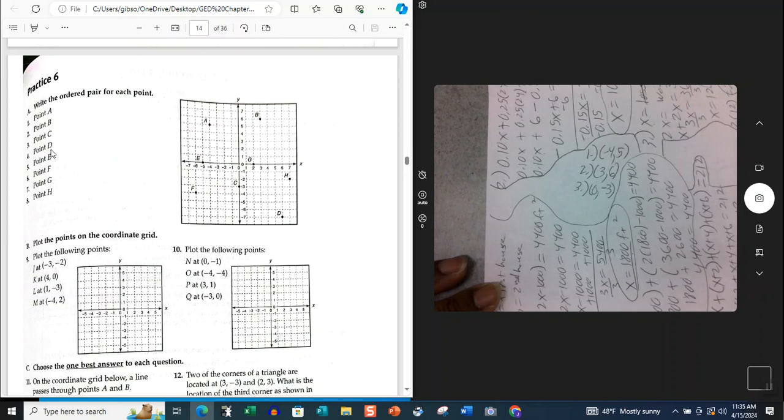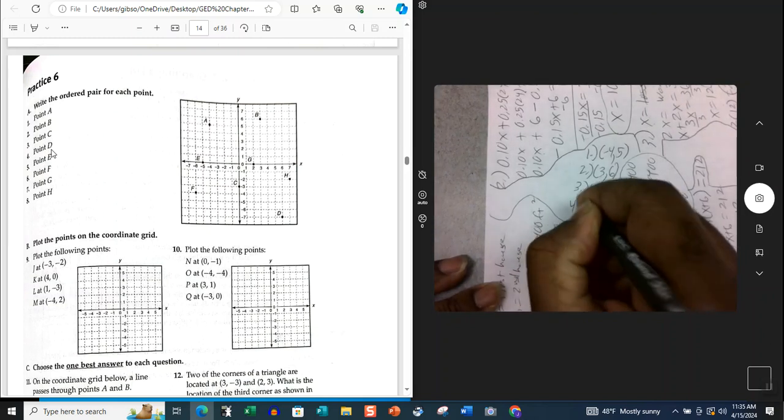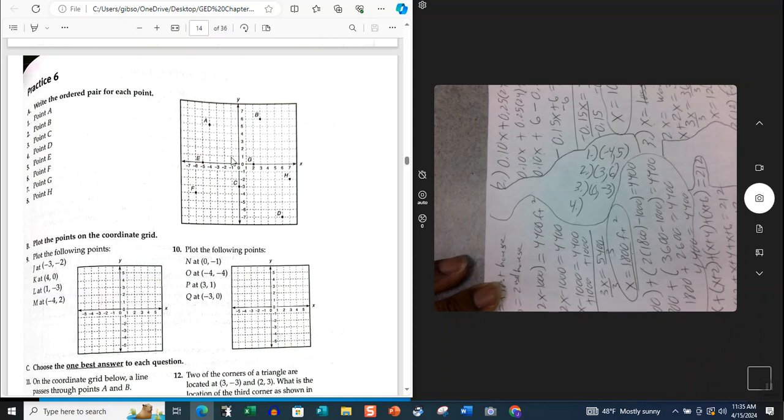Now we go here to number 4. Number 4, we have D. So we go to point D. Point D here, if we come up here, we notice that x is 6.